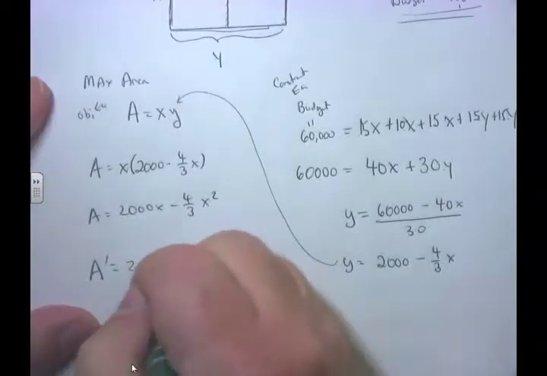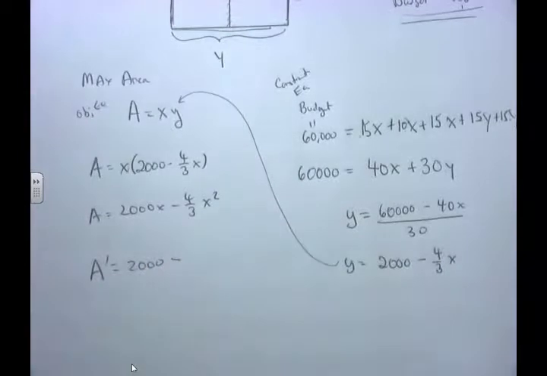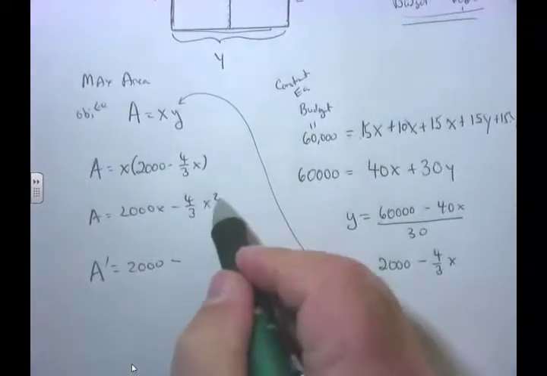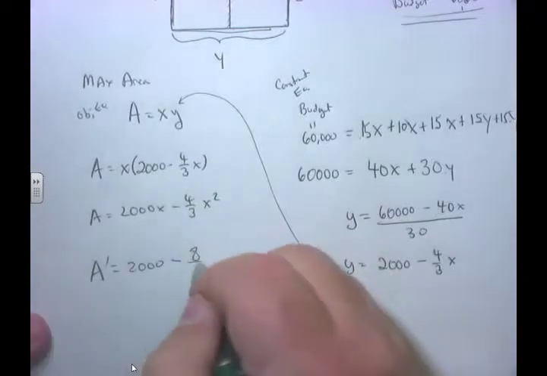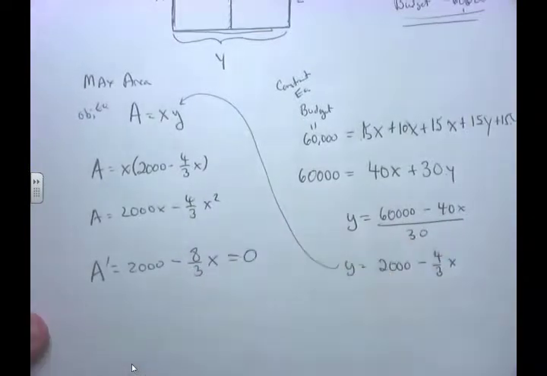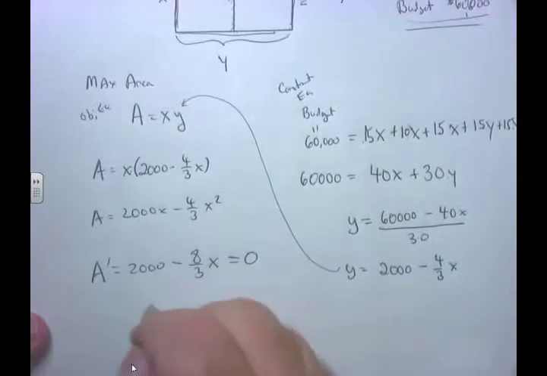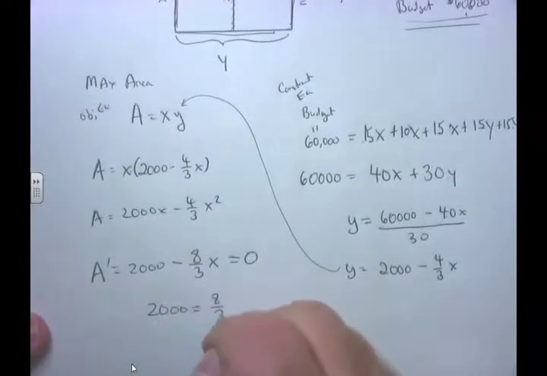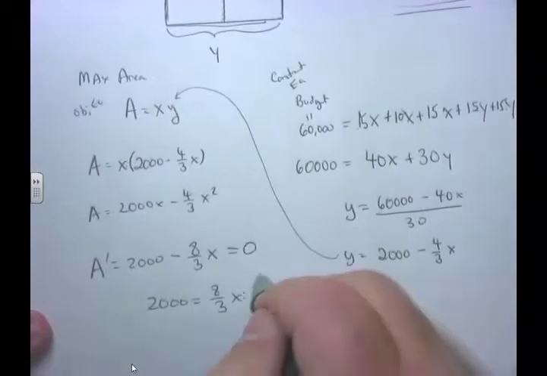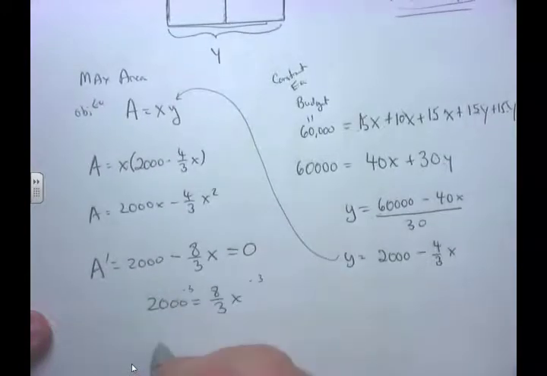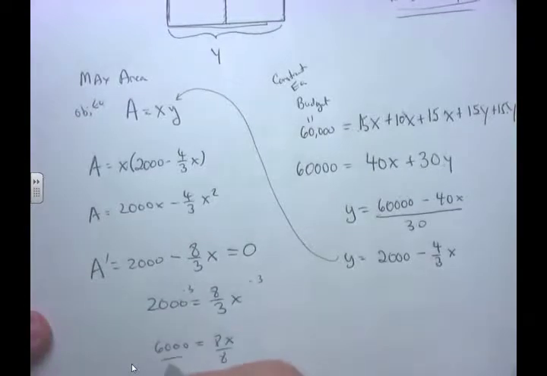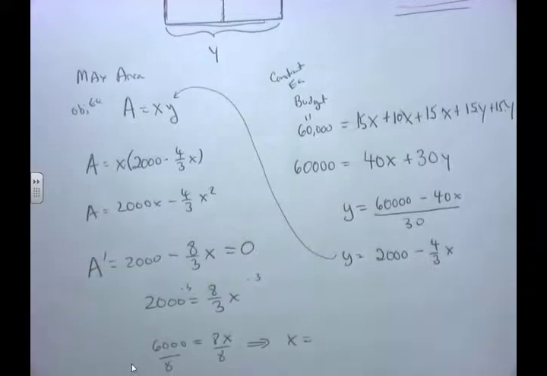So what's the derivative of 2,000x? 2,000. Minus, what's the derivative of 4/3 x squared? Well, the derivative of x squared is 2x. Bring down the 2. 2 times 4 is 8. That becomes 8/3 x. Set it equal to 0 and solve. I'm going to move my 8/3 to the other side. 2,000 is equal to 8/3 x. I'm going to multiply by 3 on both sides. 3 times 2,000 is 6,000 equals 8x. And then I'm going to divide by 8. This gives me x is equal to 6,000 divided by 8, which is 750.